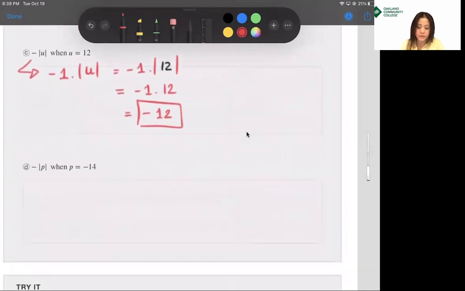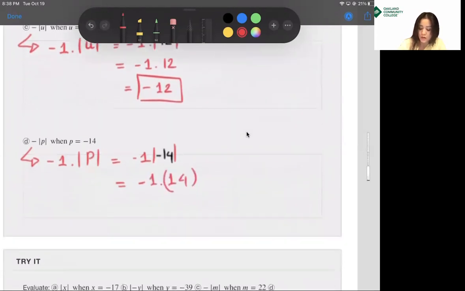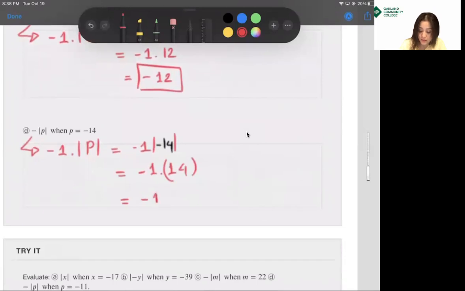Problem D, kind of similar to C. I have negative absolute value of p when p equals negative 14. So let me rewrite this. Instead of negative absolute value of p, this is implied negative 1 times absolute value of p. Well, what is p? p is negative 14. So substitute negative 14 for p, and the absolute value of negative 14 is positive 14. Negative 1 times positive 14 is negative 14.